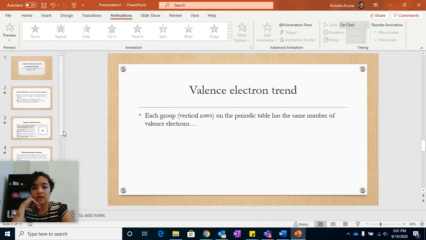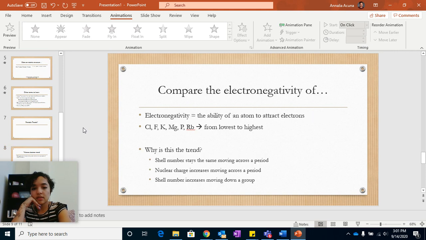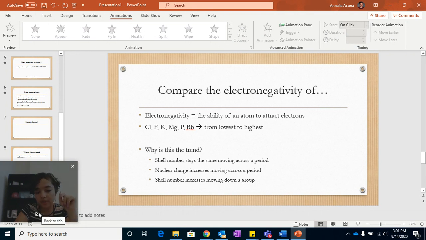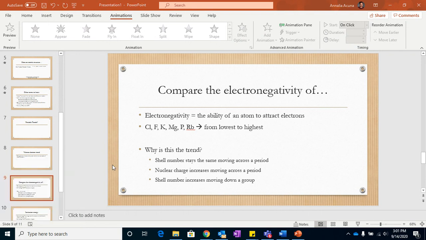Anyways, moving on. Okay, so real quick, I want to compare the electron... You know what? I think I'm in the way. I'm going to hide. It was good to see y'all, though. That's better. We're going to compare the electronegativity of this list of atoms here. Just a reminder, electronegativity is the ability of an atom to attract electrons. And I want to order this list from lowest to highest.